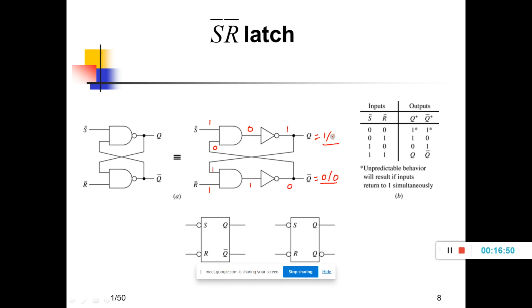The present state was 1 and 0, so it is having 1 and 0. So whenever the S bar R bar inputs are 1, at that time the same state is retained. The current or present state will be retained. Is it clear? So next I will be explaining 1 and 0 again.